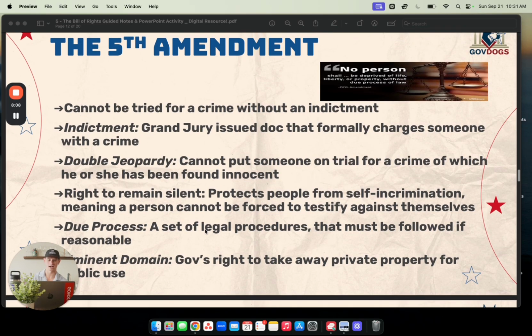Everybody has the right to remain silent. This protects people from self-incrimination. So if you've ever heard one of those cop shows, them saying you have the right to remain silent, they're talking about the Fifth Amendment.